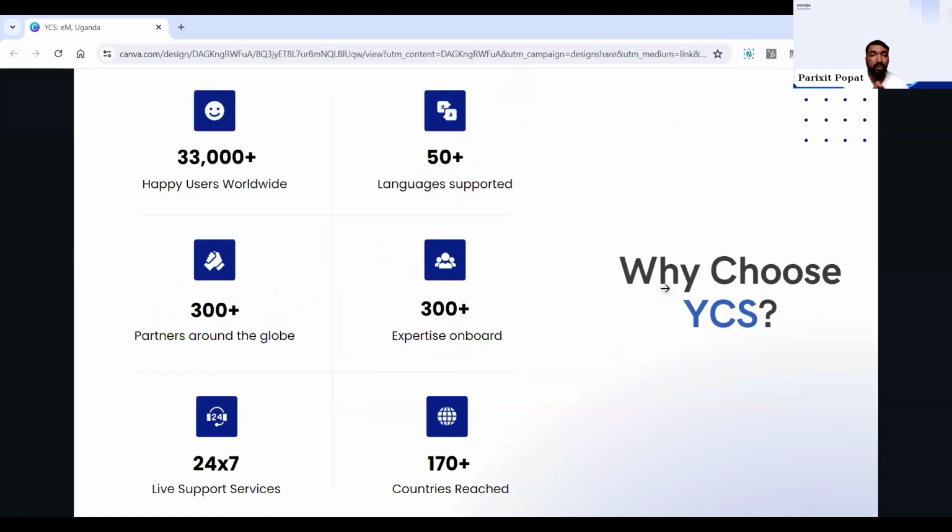Very happy to share that we have 33,000 plus happy users worldwide. We support 50 plus languages. We have 300 plus partners globally. We have 300 plus expertise on board, and we offer 24/7 support.